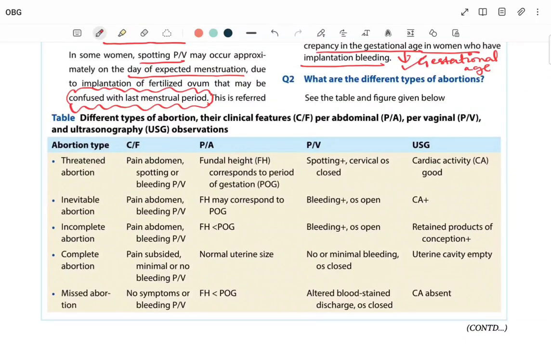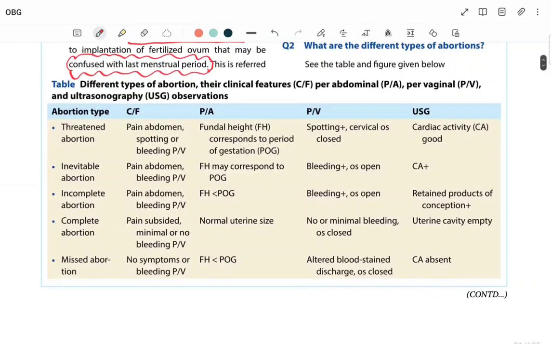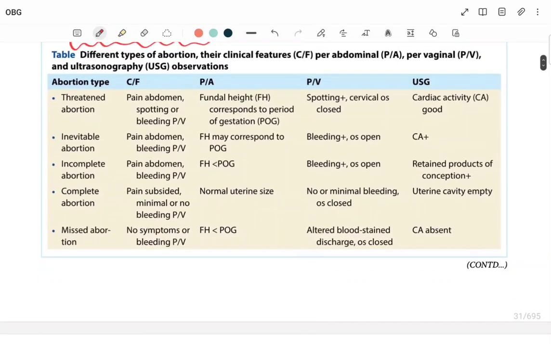Now, abortion. So what is abortion, guys? Expulsion of the products of conception before the period of viability is known as abortion. So what are the different types of abortion? First, threatened abortion. Then we have inevitable abortion, incomplete abortion, complete abortion, as well as a missed abortion. So there are 5 major types of abortion.